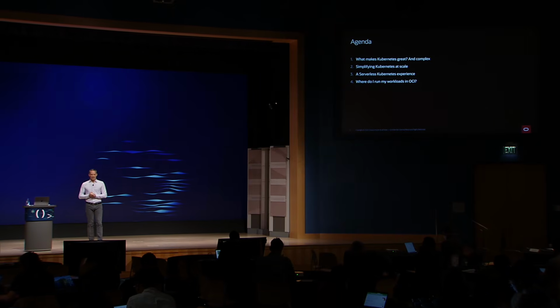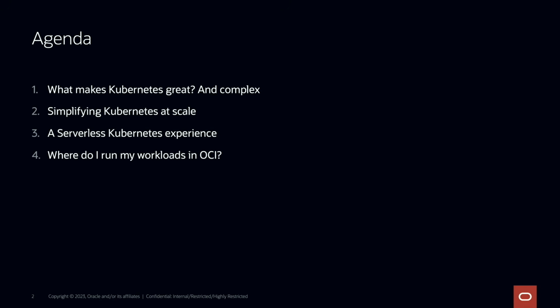And so I'd like to organize this session and talk about Kubernetes, what makes it great, and where the complexity that we hear about is coming from. And then I'll talk about how to simplify Kubernetes at scale. And then I'm very excited about the next point, about serverless Kubernetes. So I'm looking forward to get to that point. And then I'll finish with a summary about where to run containers in OCI.